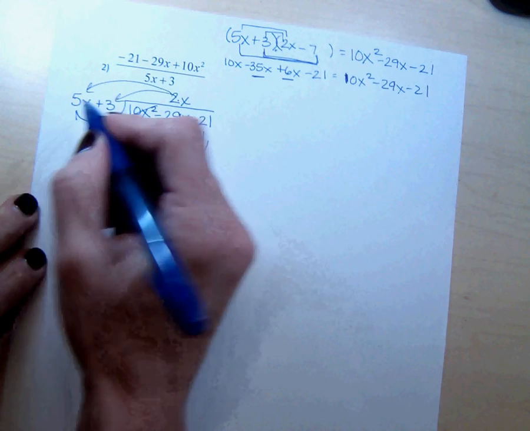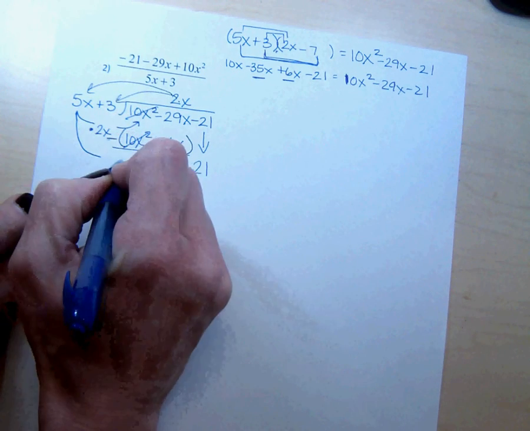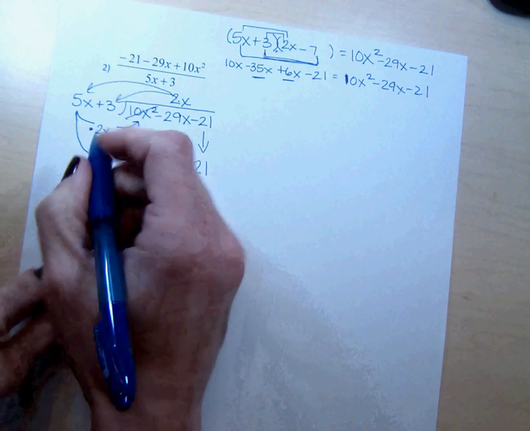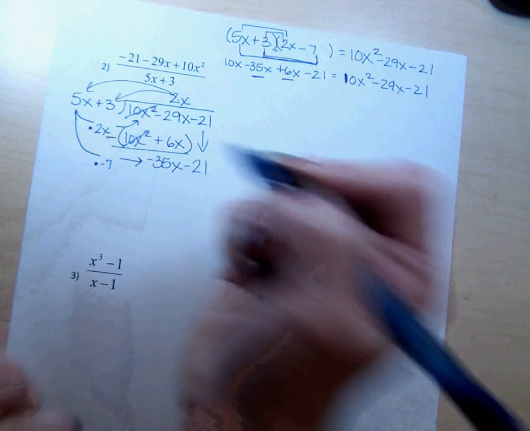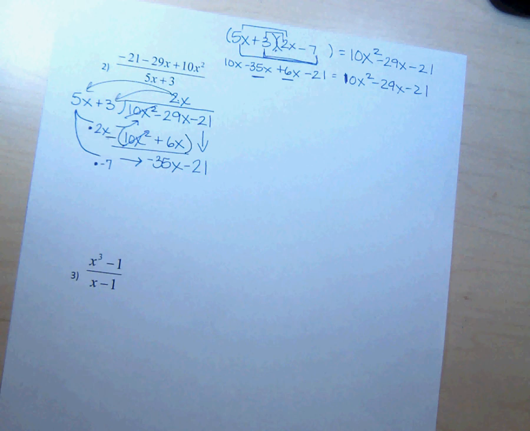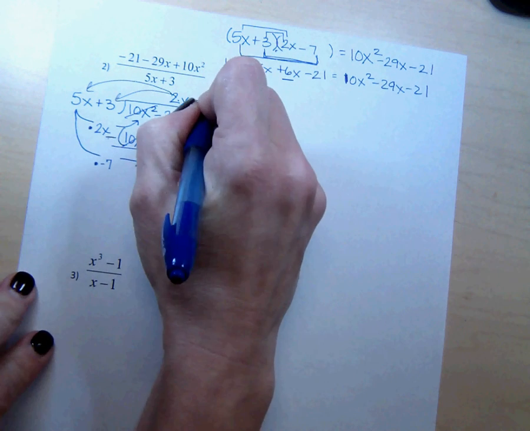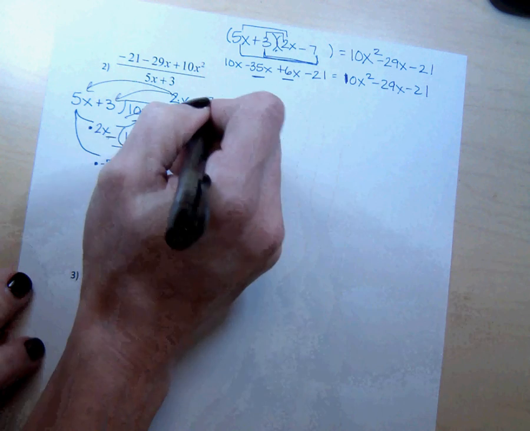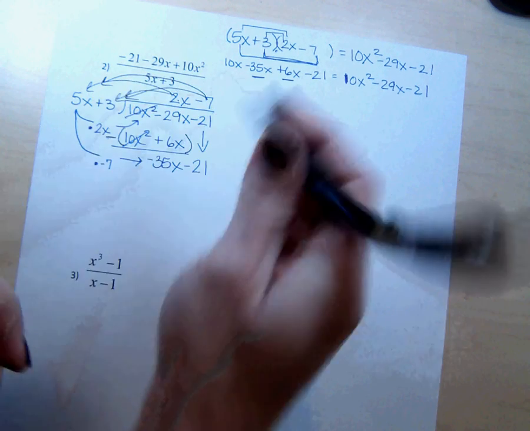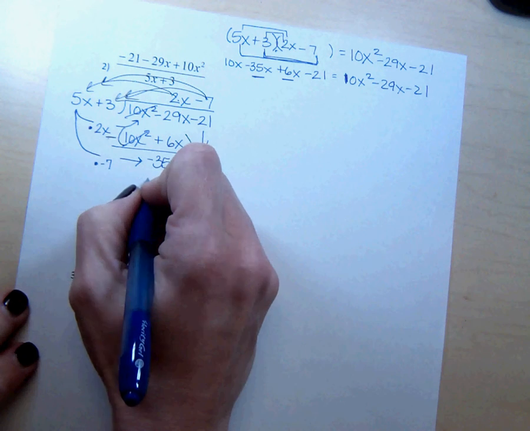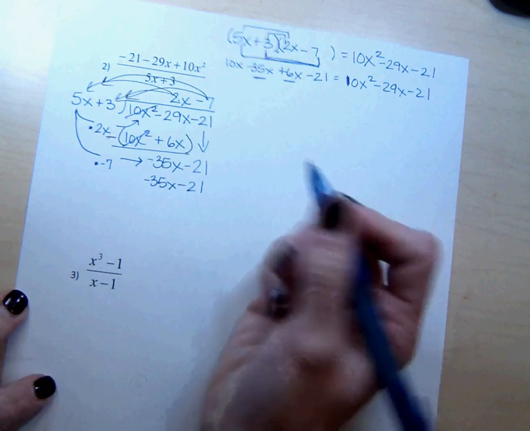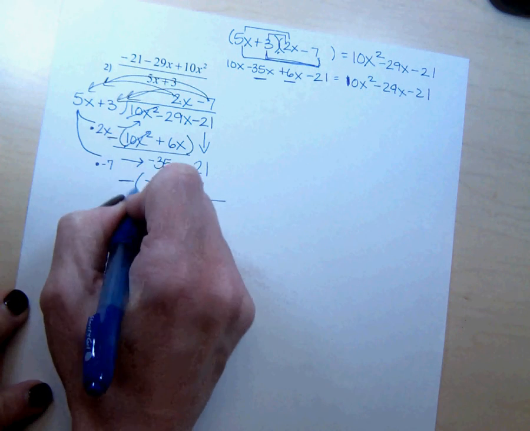Okay, now let's ask, how many times does 5x go into negative 35x? So I'm saying, all right, what do I multiply 5x by? Well, I have to multiply that by negative 7. So negative 7 goes above the constant, the negative 21. And I'm going to come back and multiply. Negative 7 times 5x is negative 35x. And negative 7 times positive 3 is negative 21.